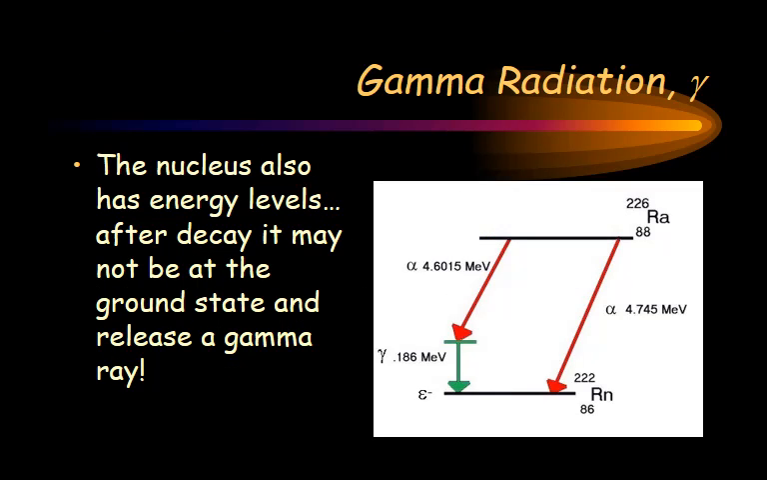What's really interesting about this is the nucleus itself has energy levels. After decay, it may be in a ground state or may not be, depending on the energy given to that alpha particle. If it gives all that energy to the alpha particle, it's going to shoot out with all of it. But maybe that alpha particle does not have as much energy, and then the gamma radiation makes up for that and goes down to the ground state.